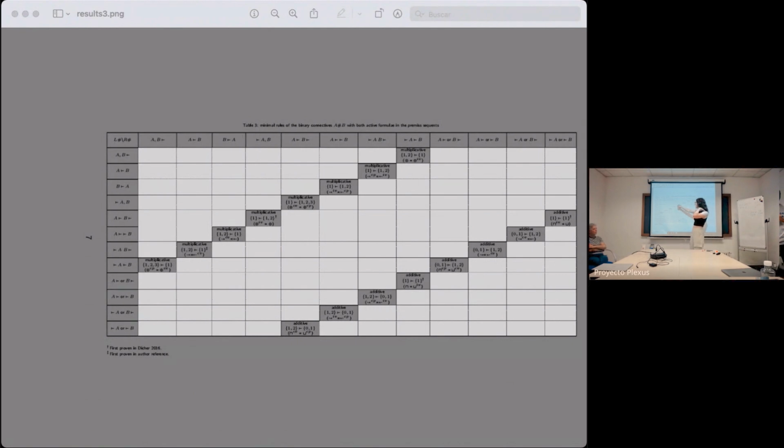And then you get the properties of the derivability relation. So think of the sequence symbol as the turnstile. And so you can think of it as a derivability relation.